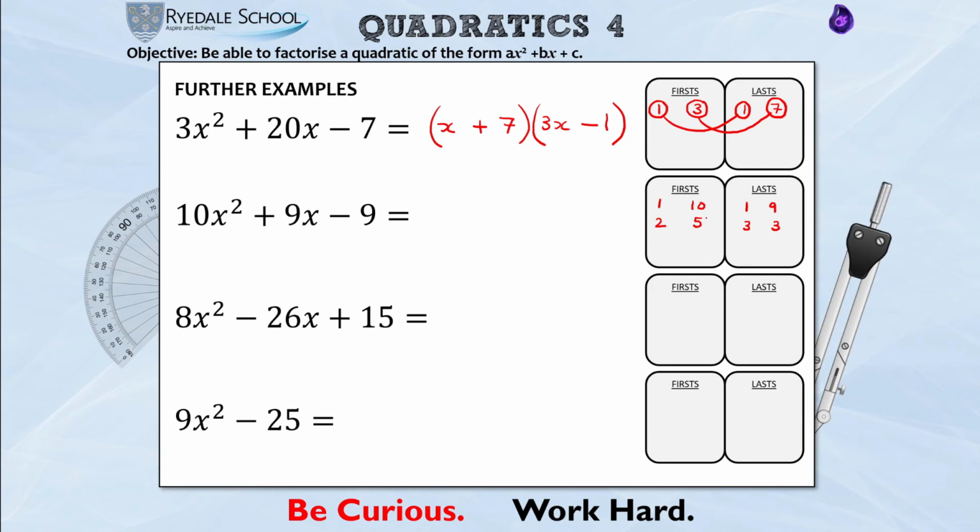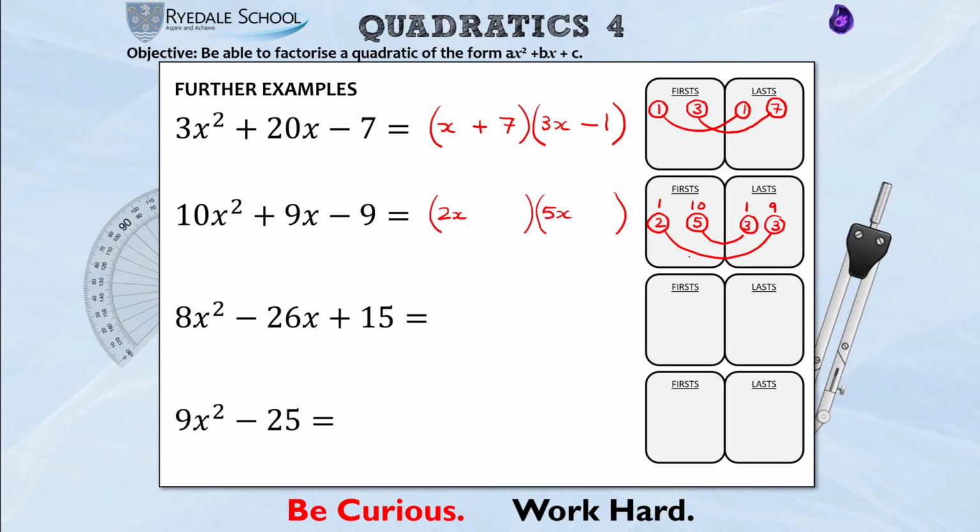And whilst I've been talking, I've been thinking about it and I have spotted it. 5 times 3 is 15. 2 times 3 is 6. And 15 and 6 have a difference of 9. That's going to be my combination. So let's put my firsts in. It's a 2x and a 5x.